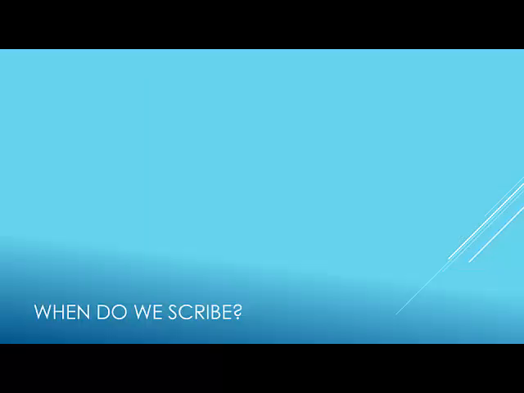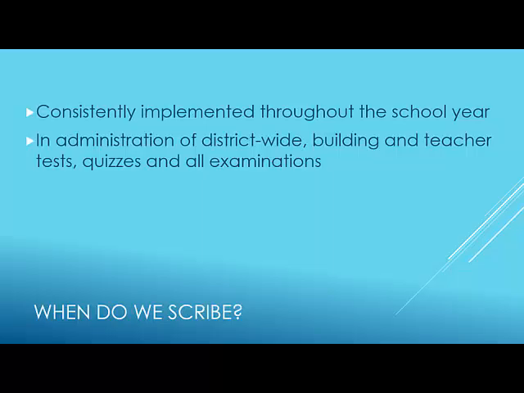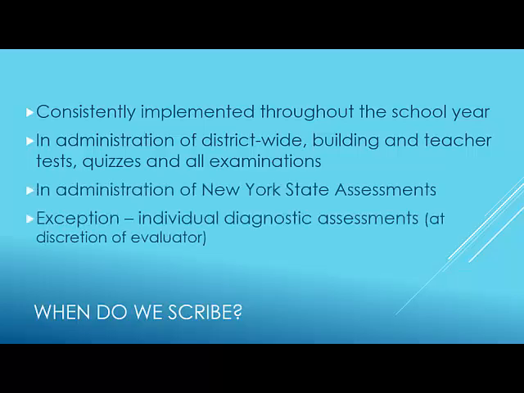Now the question is, when do we scribe? And here again, this should be consistently implemented throughout the school year on every single assessment that the student takes, from the beginning of September to the end of June. The only exception to this rule is for any kind of diagnostic assessment such as iReady, STAR, AimsWeb, where you're trying to see not only how the student is growing throughout the year, but also where they may need additional assistance, AIS support, or new strategies to further help this student.